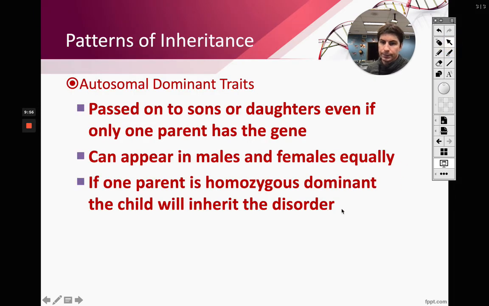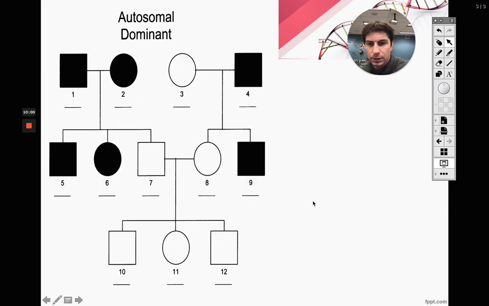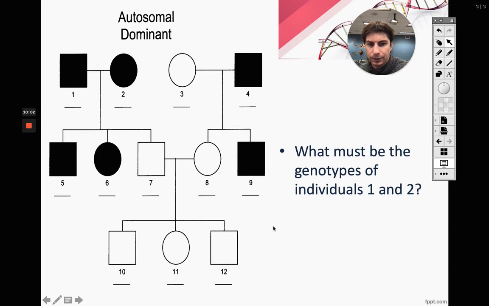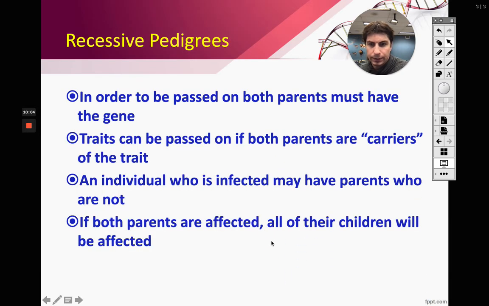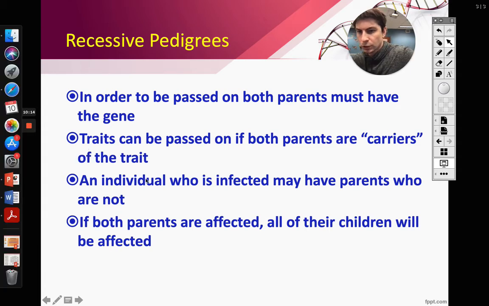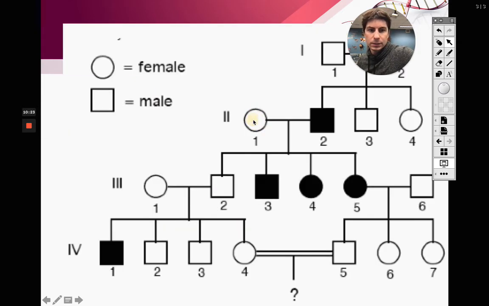All right. So we kind of went over all that already, guys, with autosomal dominant. I think we're good there. Okay. So recessive pedigrees. This is where the filled in ones are going to be little r. So for our pedigrees, these are a little bit easier for the recessive ones to see than the dominant ones.